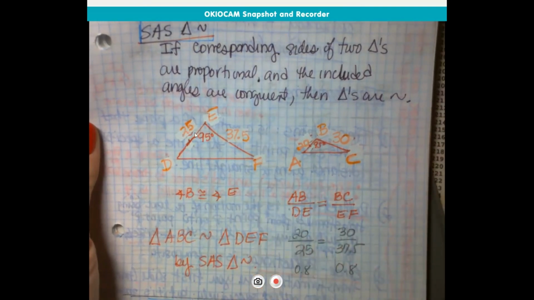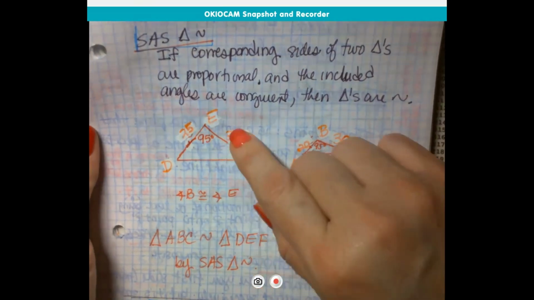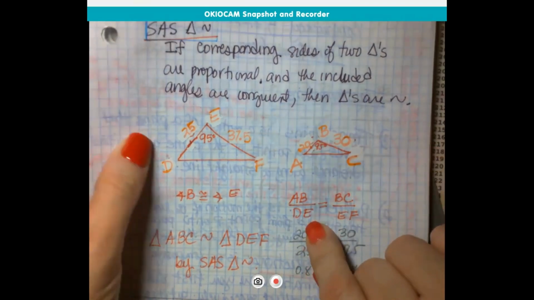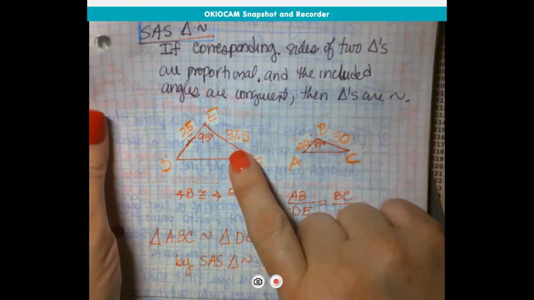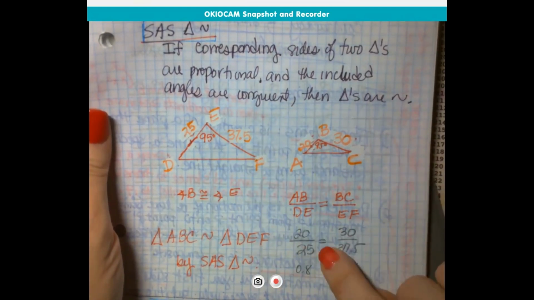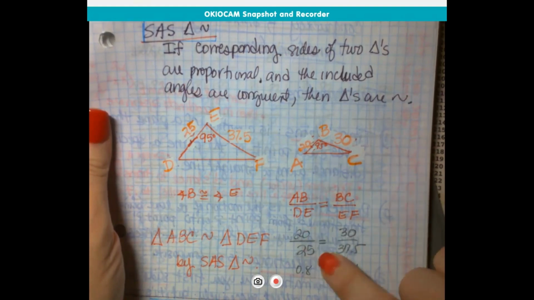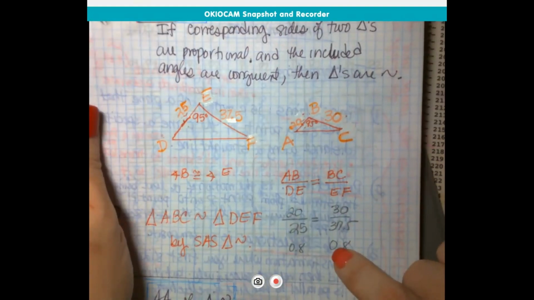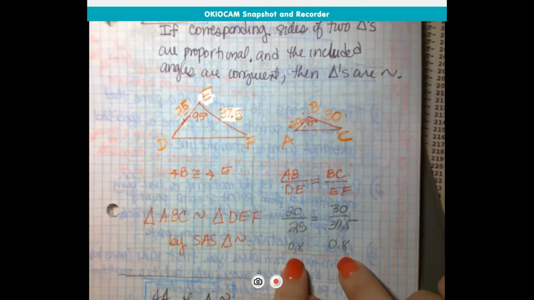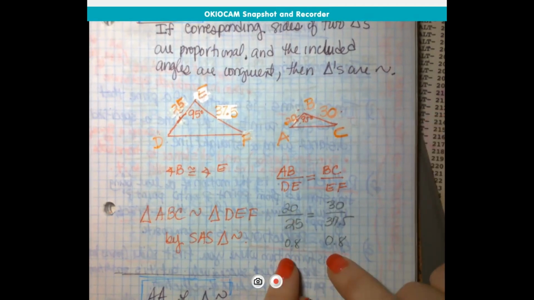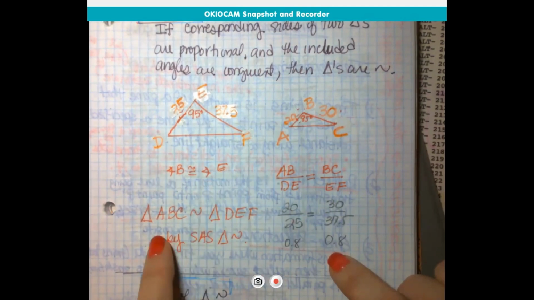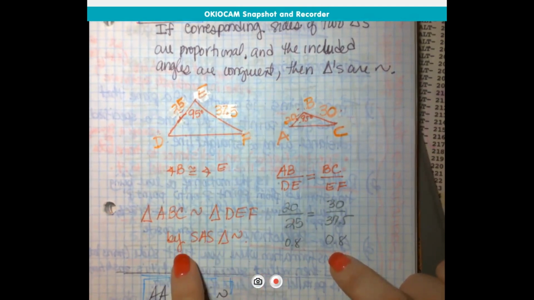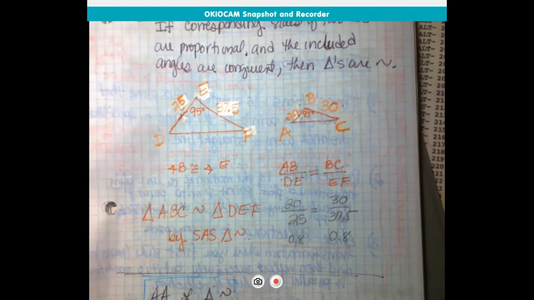And then we're going to do the ratio of AB corresponding to DE, and then BC corresponds to EF. And then we're going to do the ratios 20 over 25 and 30 over 37.5. Not always you're going to get a nice fraction, especially when you have decimals. But if you divide it, you get the same answer, 0.8, 0.8. So it does have the same ratio. Okay. So since you have the same ratio for the 2 sides and the included angles are congruent, then you can say that the triangles are similar by side angle side triangle similarity.